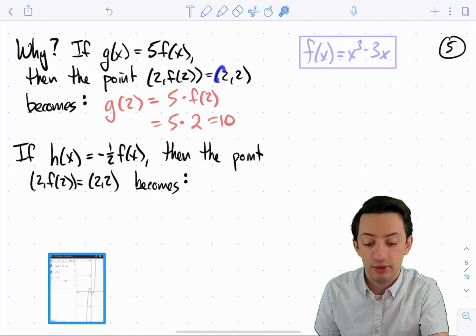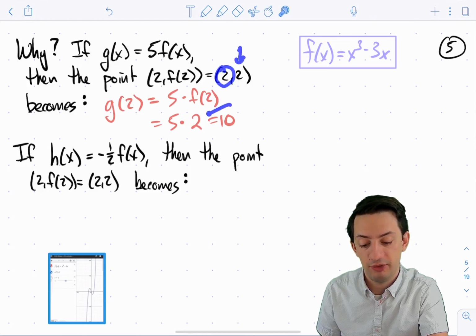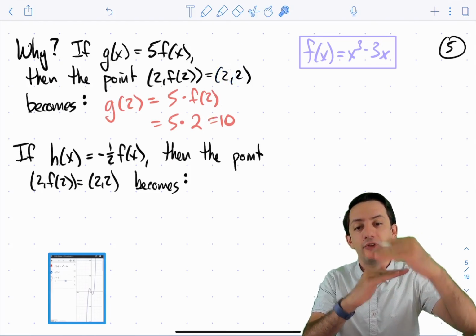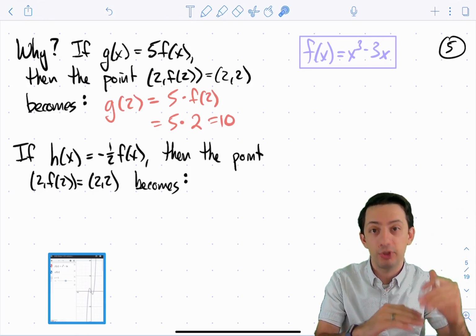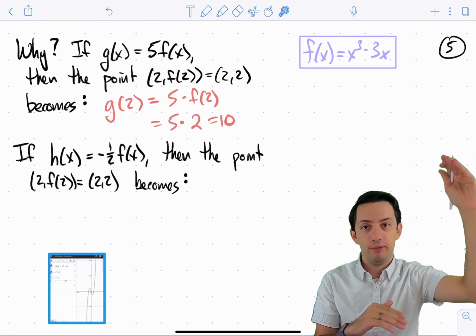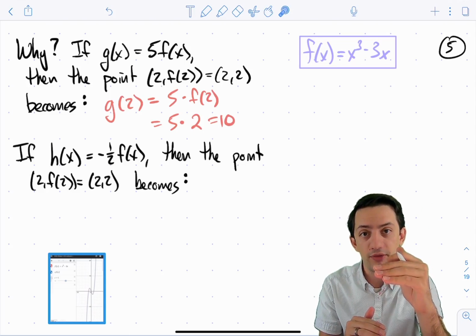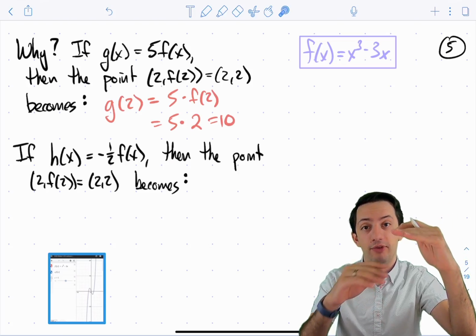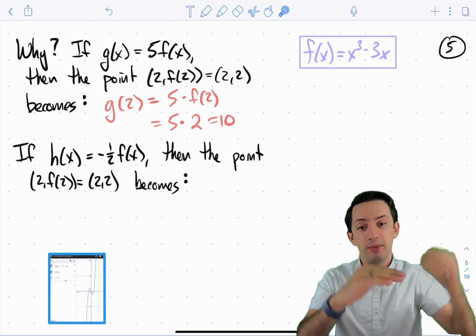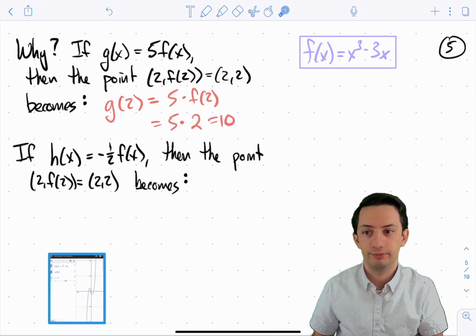So at x value 2, my height went from 2 to 5 times 2. So all my heights get 5 times bigger. 2 goes to 10. If I had a point at height 10, it would go to 50. If I had a point at height 0.1, it would go to 0.5. All the heights get 5 times bigger. And that applies to the negative side too. If 2 goes to 10, that means -2 goes to -10. It gets stretched the other way.